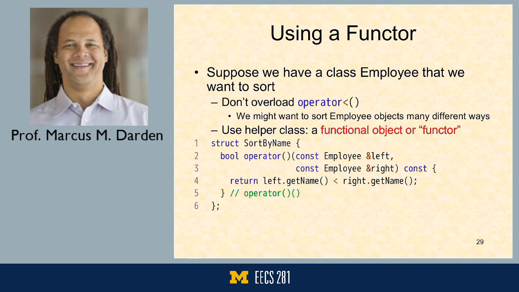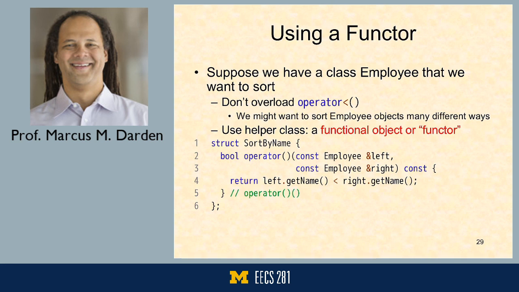Using a functor, here's an example of one. Suppose we want to take some class employee, have a collection of them, and sort them. One way to do it is to just overload operator less than, because then standard sort could look at two employees and say, is this one less than that one? Because if so, I'm going to put the smaller one to the left and the larger one to the right, and that's how I sort things. That's all that sort does.